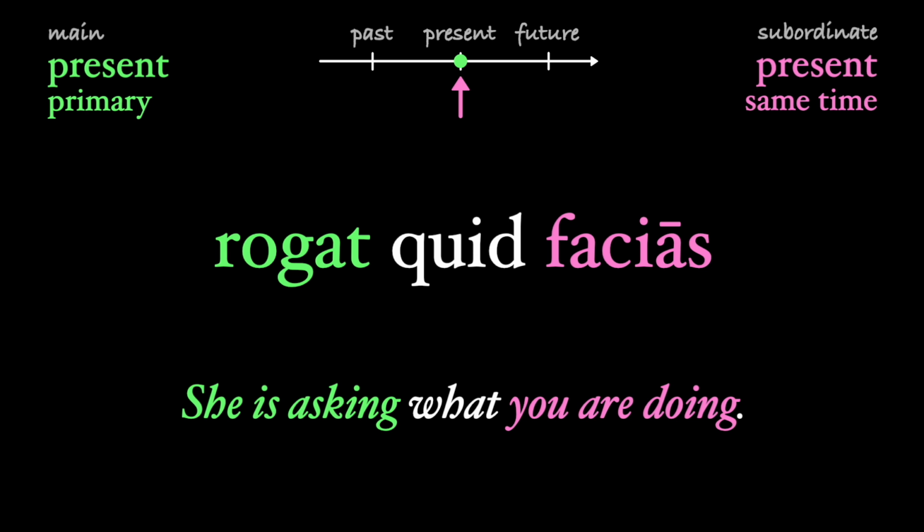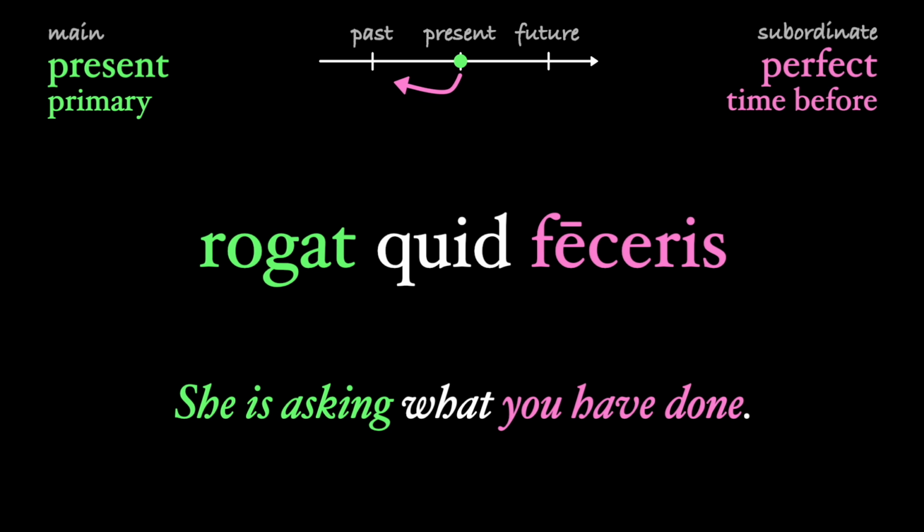Rogat quid facias. She is asking what you are doing. Present tense for the main verb has us in primary sequence, and so we are restricted to the present or perfect subjunctive. The present subjunctive facias tells us that she is asking what you are currently doing or going to do. But if we switch it to the perfect subjunctive feceres, she is asking what you have done, did, or did do. Now this tells us that she is asking what you did prior to her asking. What you did is now done, and she wants to know.